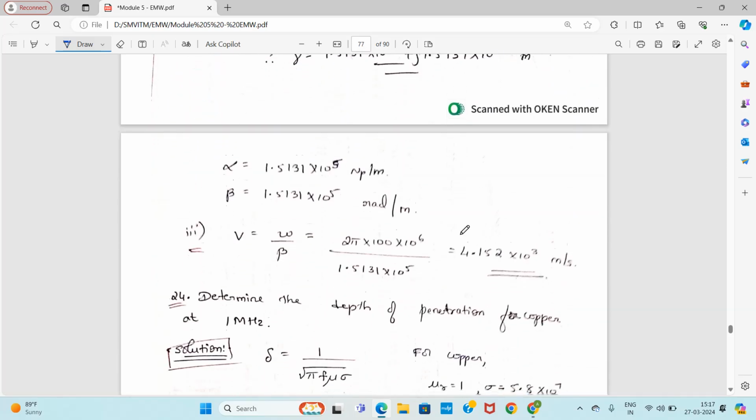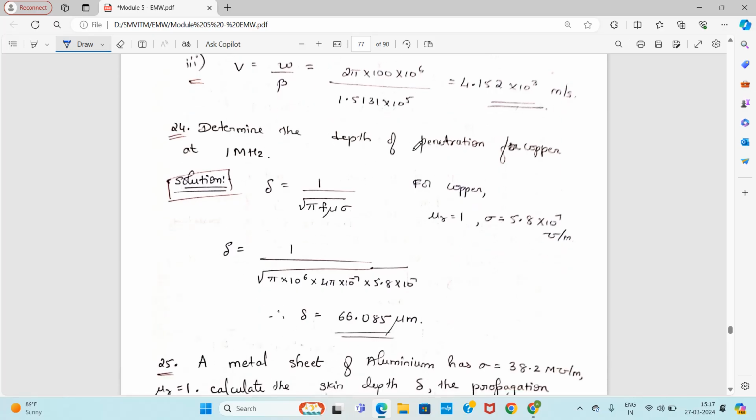Okay. Next one. Determine the depth of penetration for copper at 1 megahertz. So one more thing, this is very important. Here they have directly given copper, but they have not given a value for sigma. The formula for skin depth is 1 by root of pi f mu sigma. F is given. Mu can be calculated, mu naught into mu r. Sigma you need to know, right? But here they have not mentioned it.